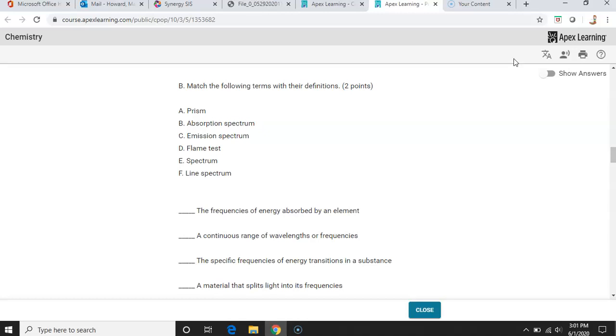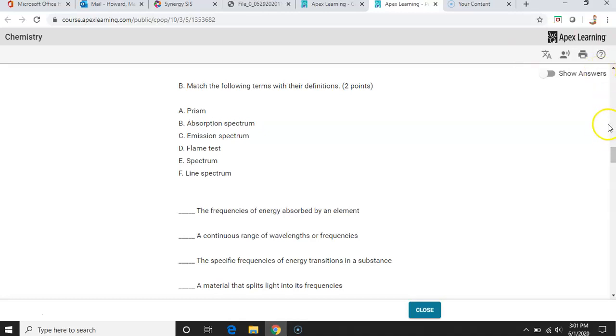The flame test is heating a sample to identify its spectrum. So what you could do in a chemistry lab, and this is popular, is heat an element with a flame, and it'll emit light differently. You see its spectrum. It's kind of neat. Each element's unique. Sorry, I skipped E. A spectrum is a continuous range of wavelengths or frequencies. And then F, a line spectrum, is specific frequencies of energy transitions in a substance.